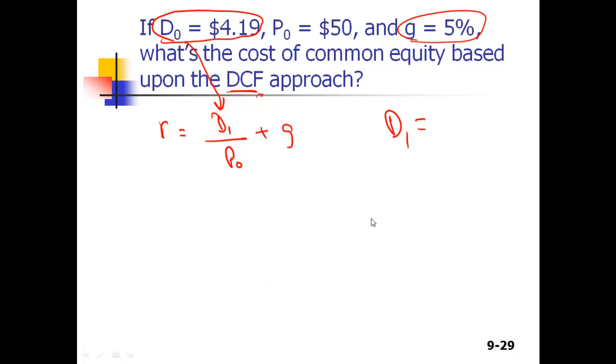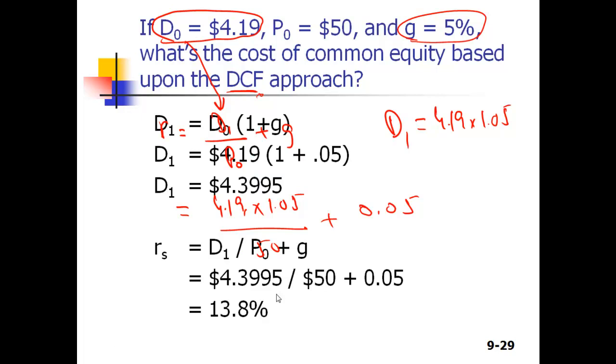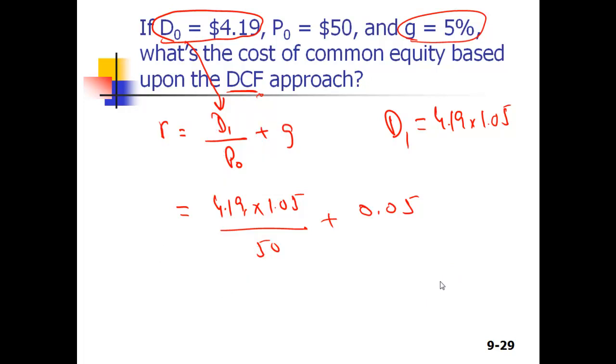So Serish, what's D1? Exactly. So it will be simply 4.19 into 1.05. So what you should have done is D1 is that number, 4.19 multiplied by 1.05, divided by 50, plus 0.05. Okay, I'm sure everybody can do the rest. So that's your answer. You should get about 13.8%.